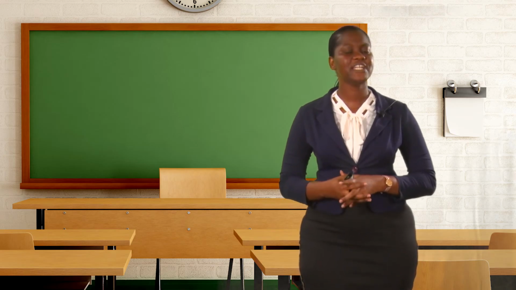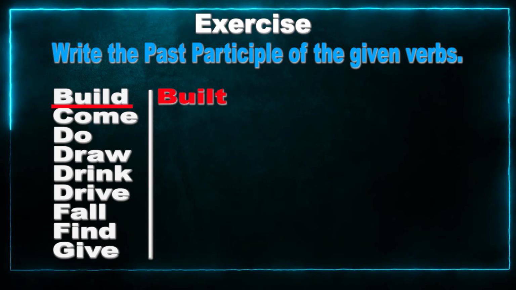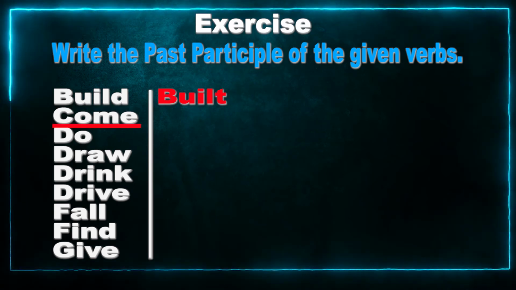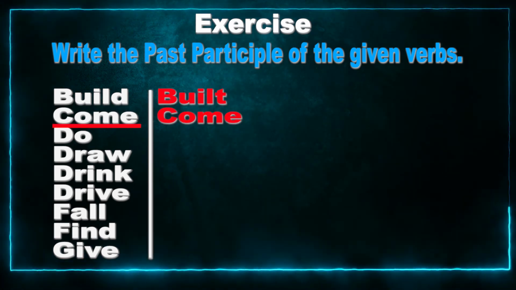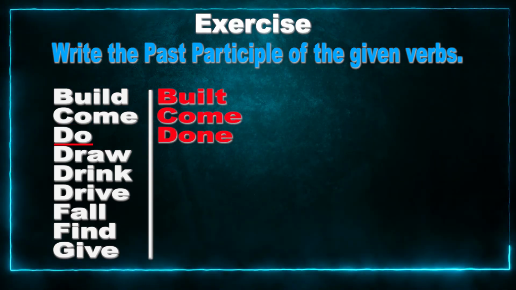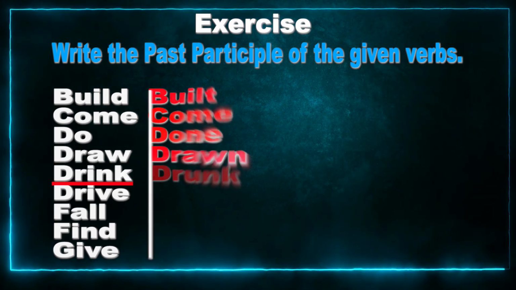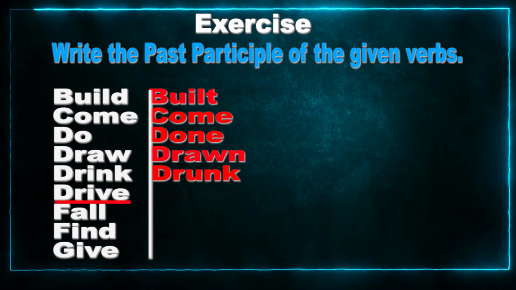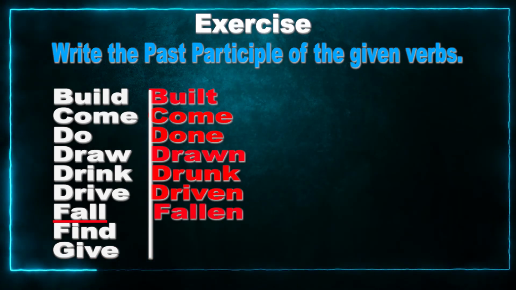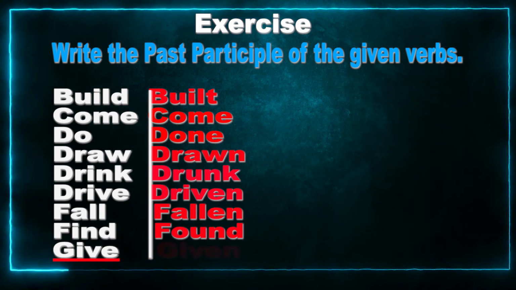Great. So let's check in with those answers. The past participle of build is built, B-U-I-L-T. Come, it would be come also, C-O-M-E. Do, done. Draw, drawn. Drink, drunk. Drive, driven. Fall, fallen. Find, found. And give, given.